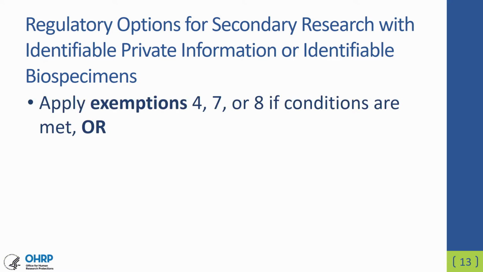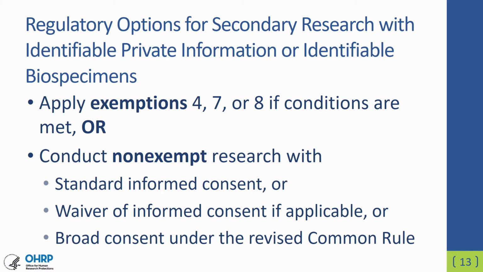Here they are. Again, first, we want to see if any of the exemptions available for this kind of research can have their conditions met, so that we can use these exemptions. And the exemptions that we could use are 4, 7, or 8. Exemption 4 is what is currently expanded on the pre-2018 rules, and exemptions 7 and 8 are new exemptions. Or if we find that these exemptions do not apply, then it will have to be conducted as non-exempt human subjects research.